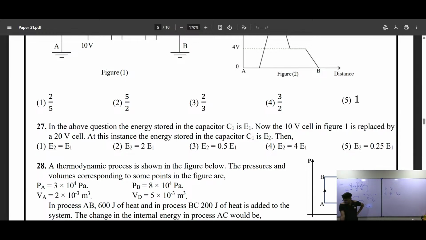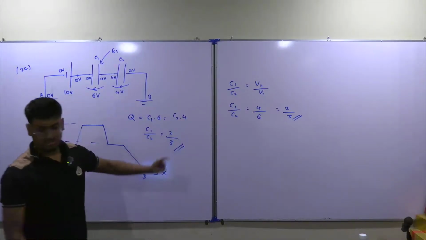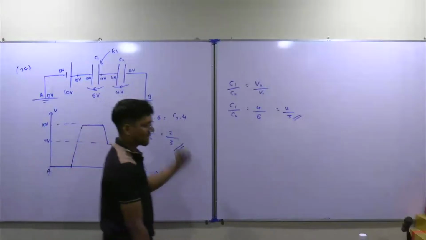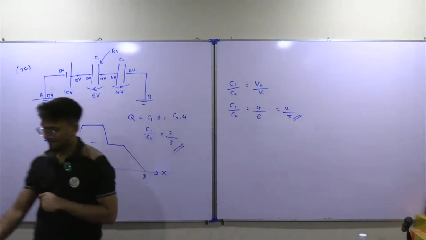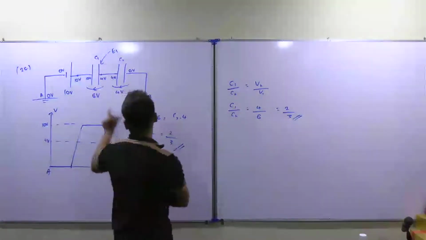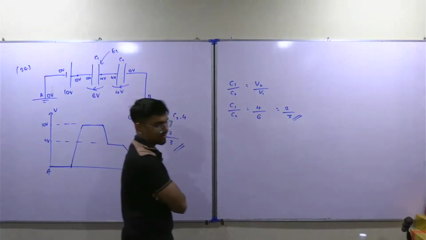Then, we need to find a relationship between E1 and E2. Now, Putala, first write this one. I'll give a few seconds. At this instance, the energy stored in this one is E1. That is given. Write down.